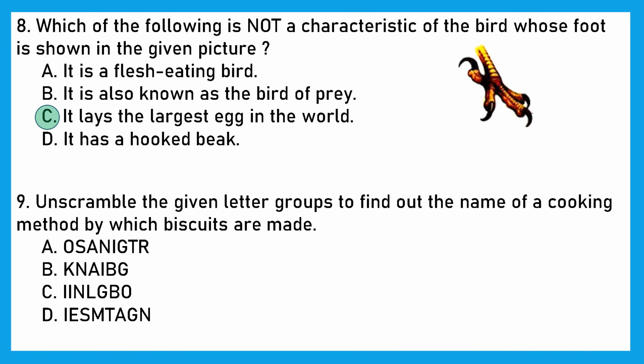Question 9. Unscramble the given letter groups to find out the name of a cooking method by which biscuits are made. Do you know? It is baking, through which biscuits are made. Now let's unscramble all the options. A will give us roasting, B will give us baking, C will give us boiling and D will give us steaming. And our right answer is option B, baking.